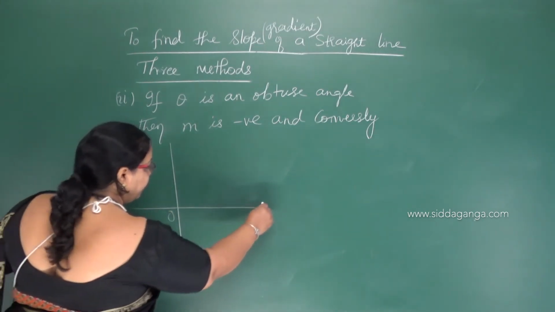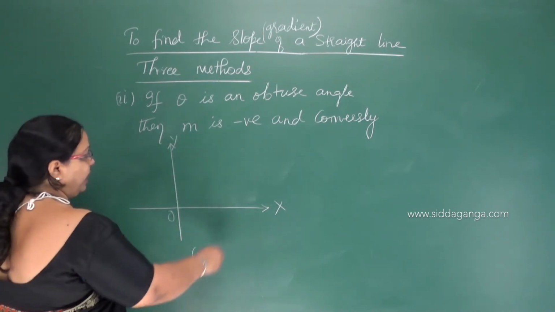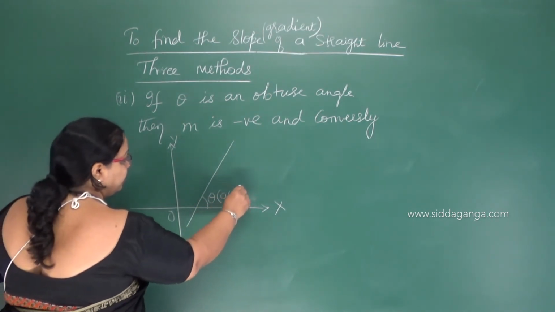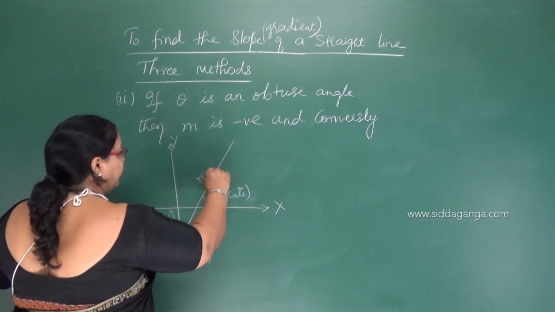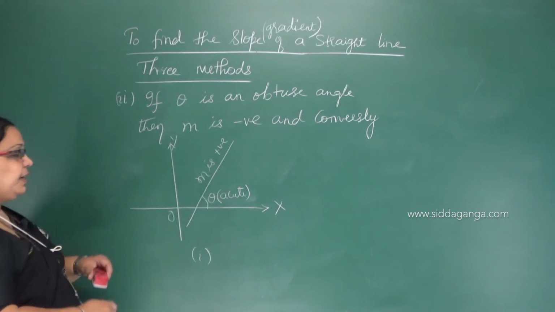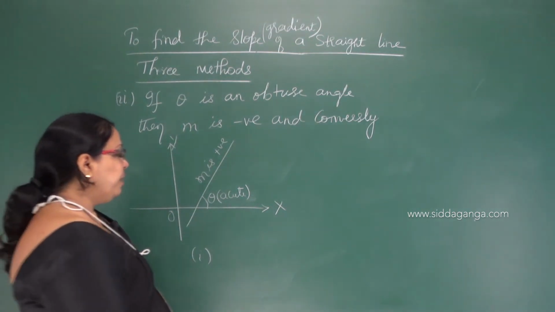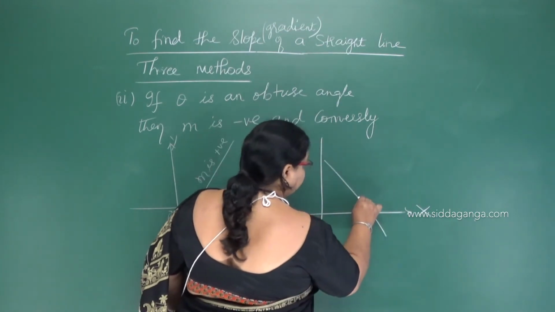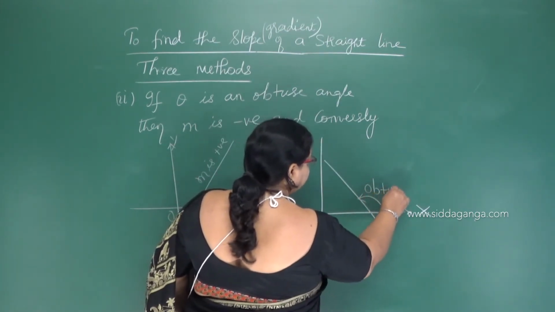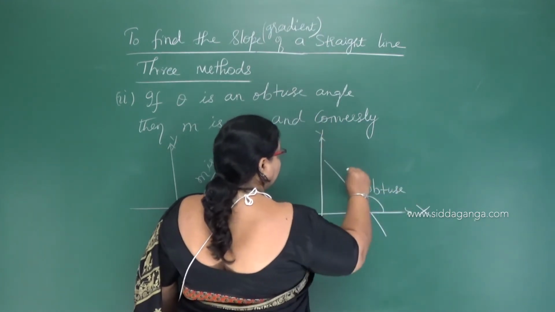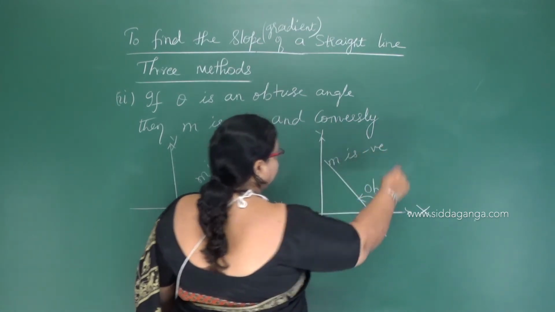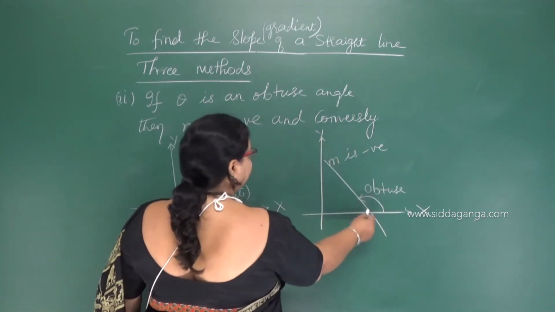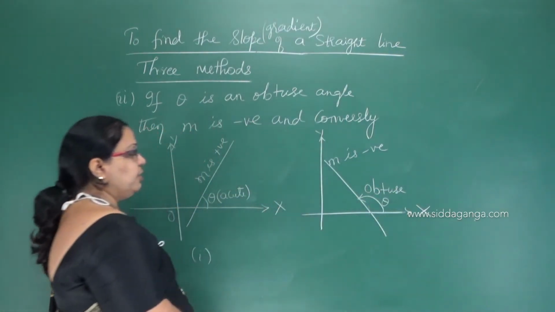If a line makes an acute angle with the positive x-axis, notice this, the inclination is an acute angle here. So therefore the slope value m is positive. If a line makes an obtuse angle with the positive x-axis, then the slope of the line m is negative. The slope of the line is negative. So therefore the slope is negative.